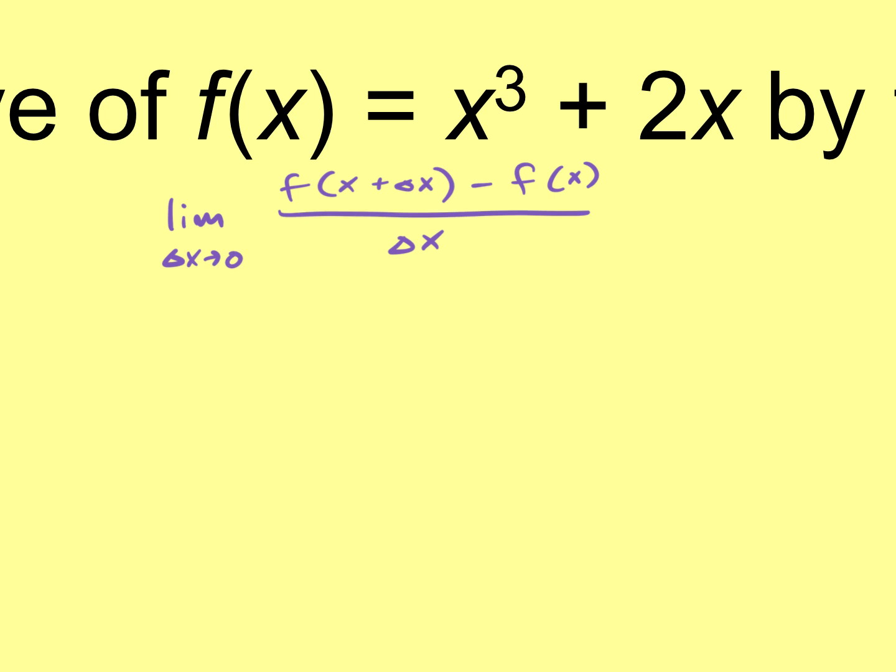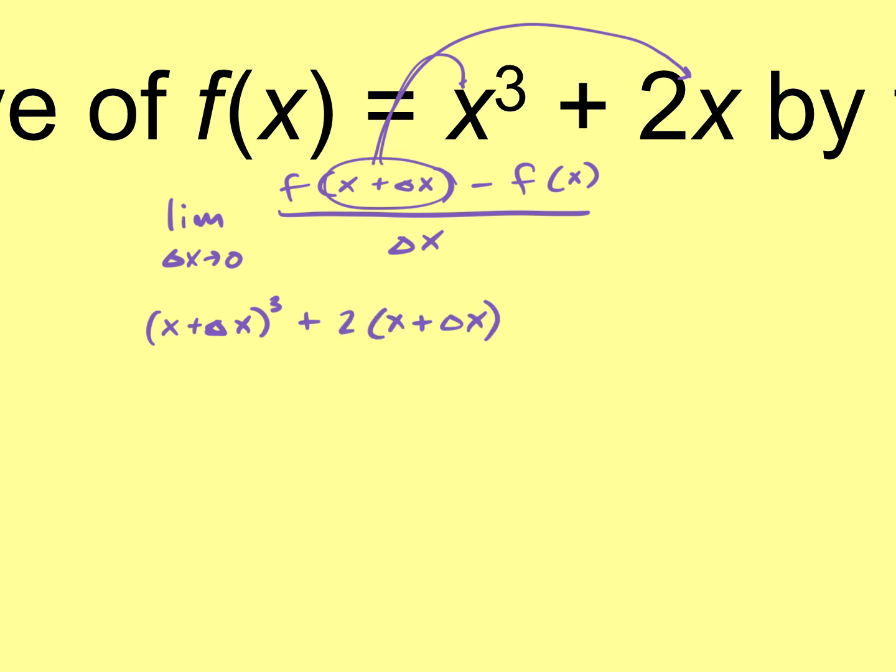So to find f of x plus dx, we're going to take x plus dx and plug it into our x's in our function. So we get x plus dx cubed plus 2 times x plus dx minus f of x, which is just our function. So I'm going to put it in parentheses, x cubed plus 2x, over dx. We're still finding the limit of this.